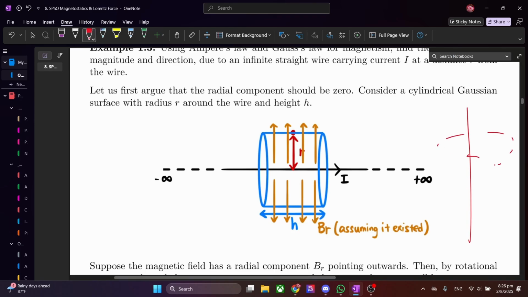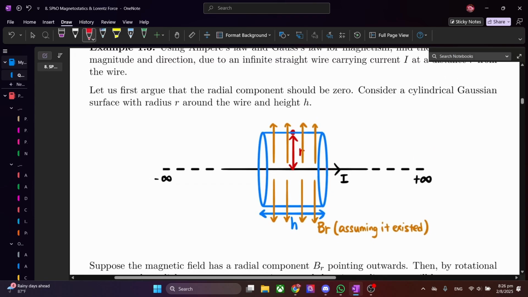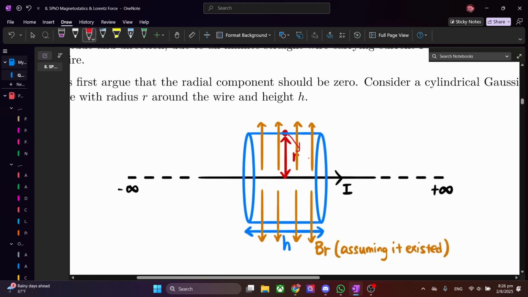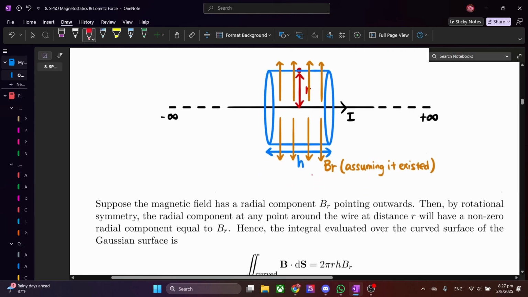It's clearly rotationally symmetric, so we can use that to our advantage. What we first do is argue that the radial component should be zero. That means that for your wire, the field will be tangential, which is basically what we had proven just now. But let's say we don't know that first, and let's say there is some radial component first.